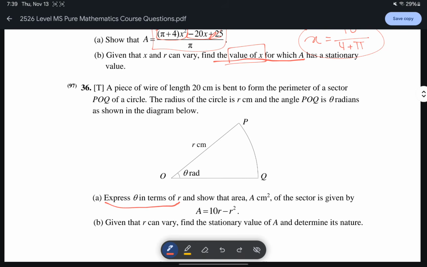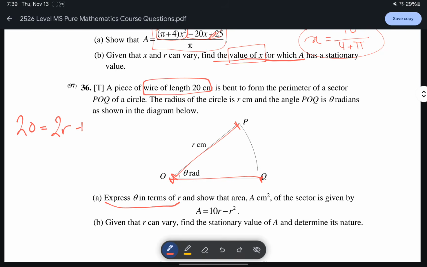So let's see, what do we have? We have a wire of length 20. Okay, this is used to make this shape. Yani this plus this plus this all give you 20. So, okay, so let's see each side. We'll write it here as we're going. So this side here is r, and this side here is also r. So that means it's 2r plus this sector here.